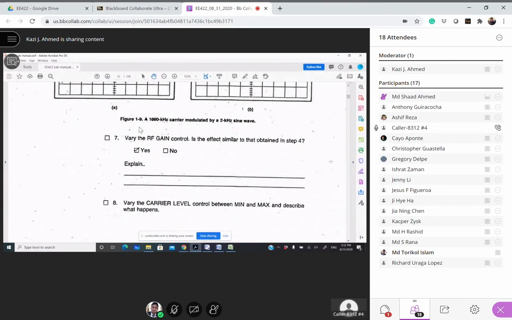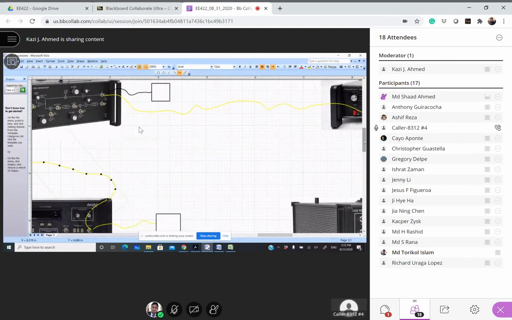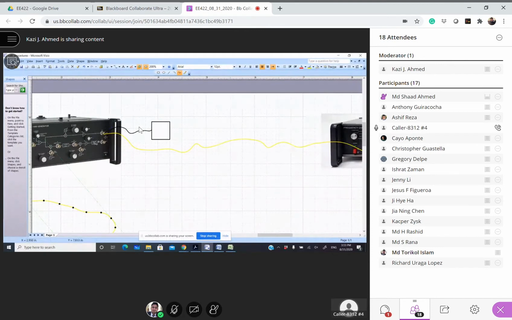Now let's see what happens when we vary the RF gain control. Is the effect similar to the one obtained in step 4? That means if you change the gain, right, for this case, here you change the gain of this... sorry, where is the gain? This one is the gain, right? Okay, let me go back there again.